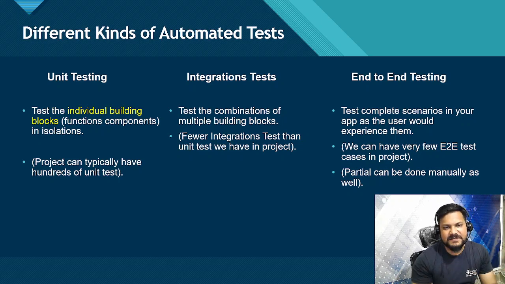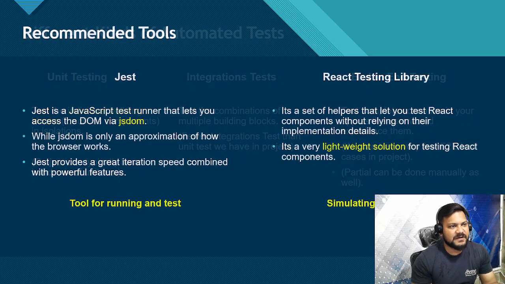This end-to-end testing basically tests complete scenarios in your application as a user would experience them. Like we sit with the user sometimes, we test the main functionalities, we run the test cases, and we see all the things are working fine. We can have very few E2E test cases in our project, but basically when the user needs to understand or run our functionality. Partially, because that can be done manually as well. That is not only on the code side; that can also be manual, right?